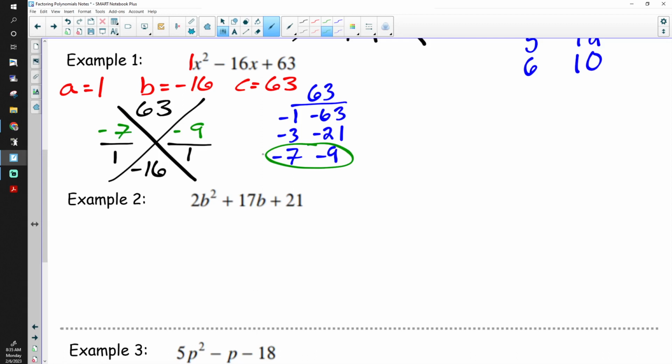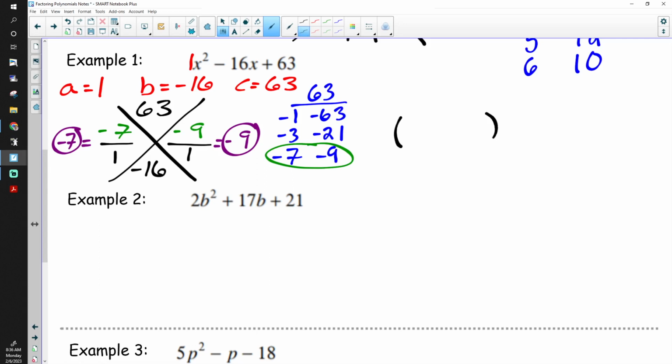Okay, let's simplify our fractions. Now, it's nice when your a value is 1, because what happens when I divide something by 1? Yeah, it's just going to stay the same. So negative 7 and negative 9. But you could always type in negative 7 over 1 and use that math enter, and it would simplify it for you. So all that's left is writing our factored form.